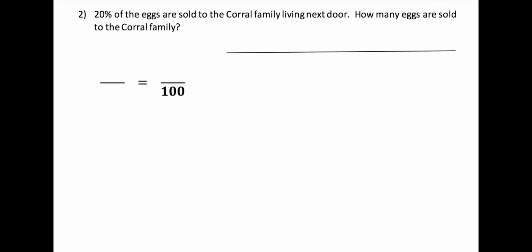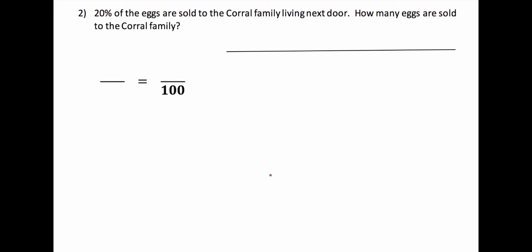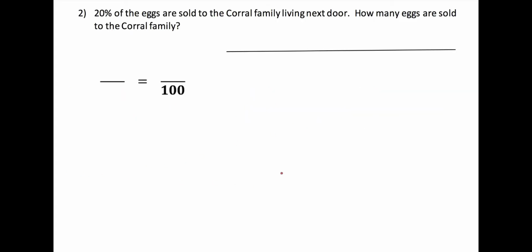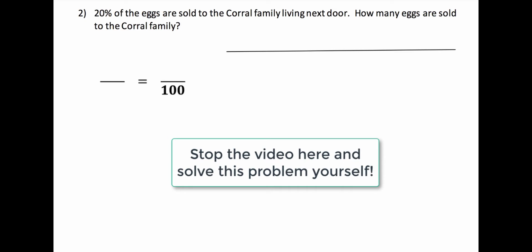The next problem, number 2, says that 20% of the eggs sold to the Corral family next door. How many eggs are sold to the Corral family? So 20% of the eggs. Now remember, if we go back to the scenario, there are 25 eggs laid every day. And this next question is telling us that 20% of those 25 eggs are sold to the Corral family. So pause the video here and let's see if you can figure this one out.